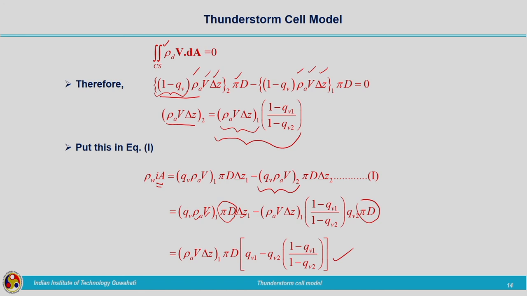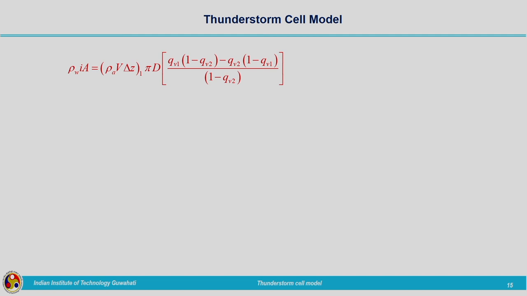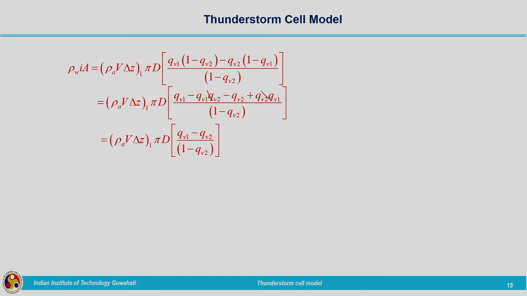Now again some pi d is here, for the term A we are having pi by 4 d square, that we will substitute in the same equation, and we are going to remove the brackets from the numerator. So we will be having qv1 minus qv1 qv2 minus qv2 plus qv1 qv2. So these two terms, plus and minus qv1 qv2, will get cancelled, and we will be having the final expression like this, rho a v delta z 1 pi d qv1 minus qv2 divided by 1 minus qv2.